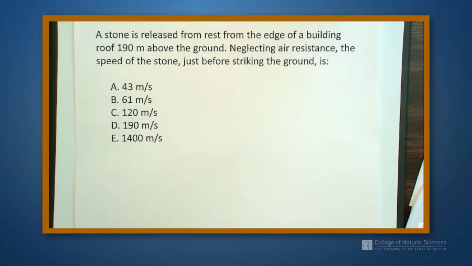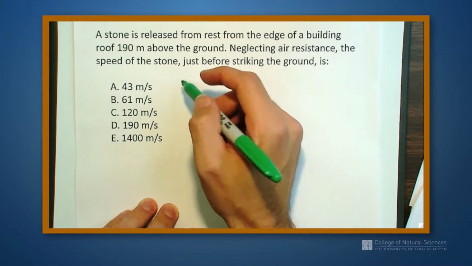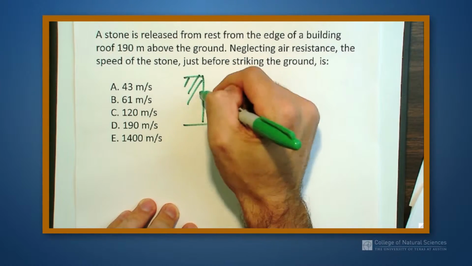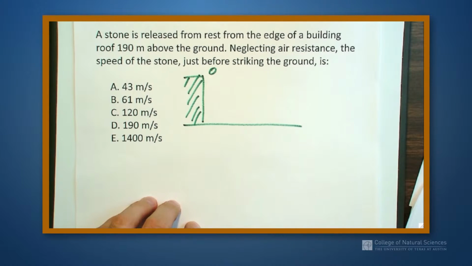So this question says that a stone is released from rest at the end of a building that's 190 meters above the ground. Neglecting air resistance, the speed of the stone just before striking the ground is what? Well, going through the same steps that I tend to do when I solve problems, first thing I do is I draw my picture. So I have my building, and I'm going to release a stone from the top.